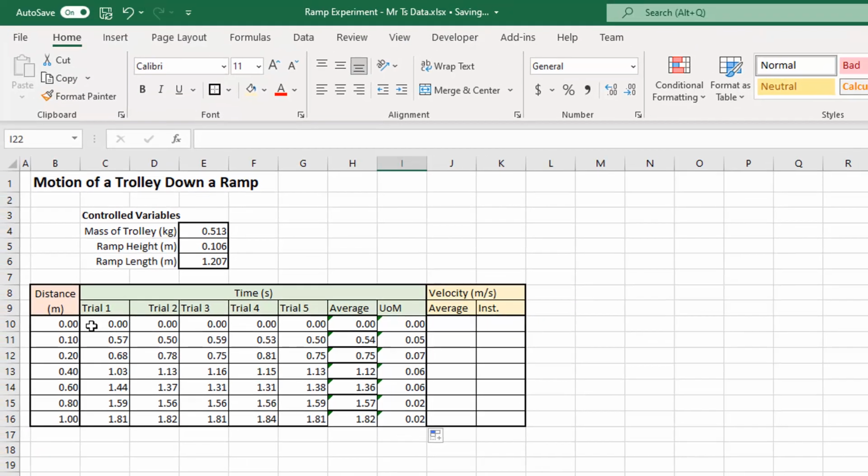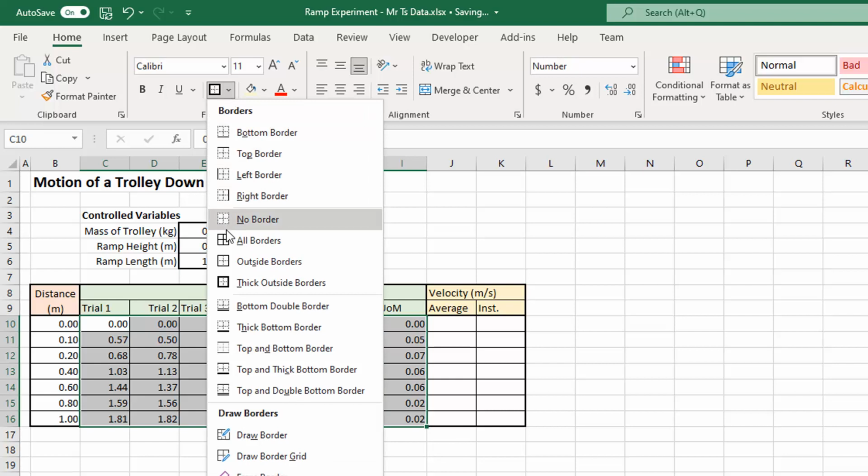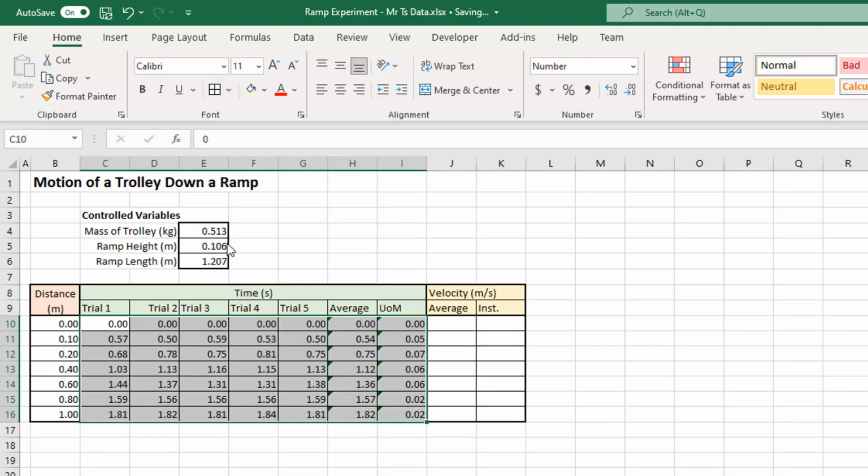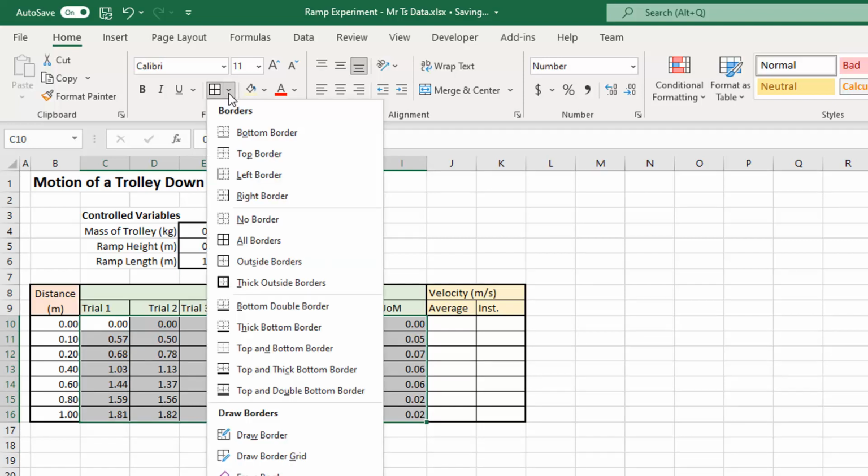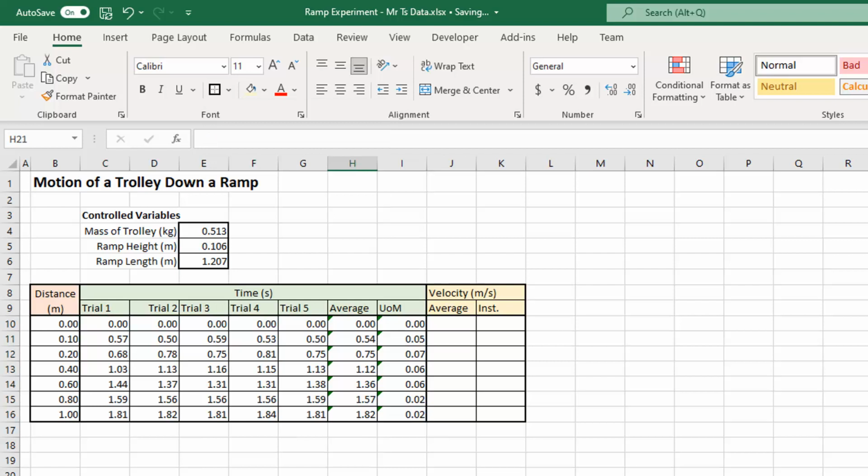Let me fix up that formatting. So I'm just going to select that whole cell there, and I'm going to come up here and go all borders, having a small border, and then a thick outside border again, like that. There we go. That's just fixed up my formatting.